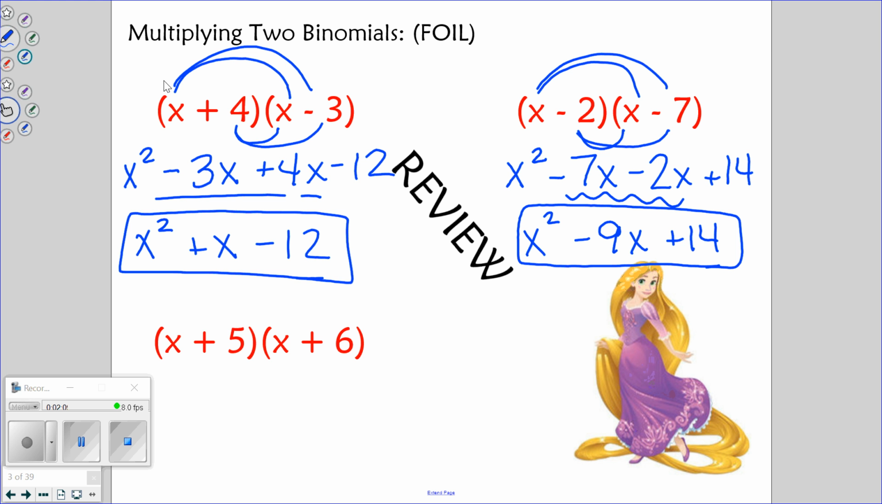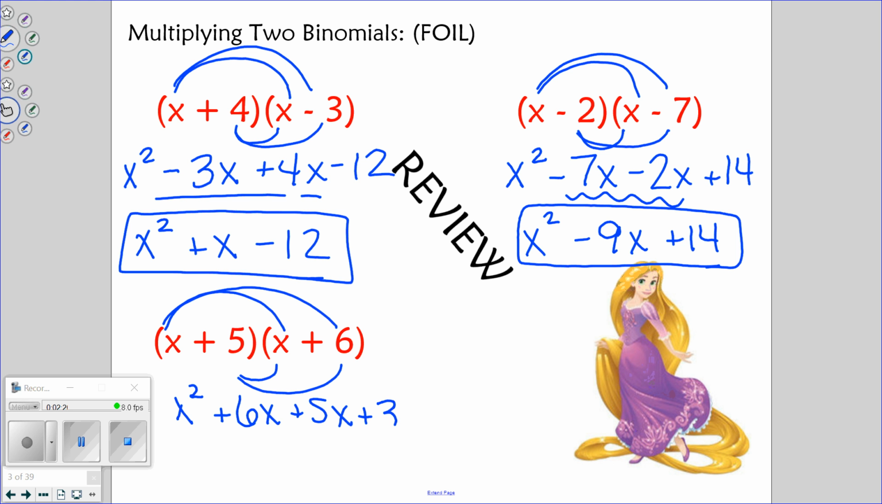All right. And last one up here. Plus 30. Like terms. We know how to do this, right? We all know how to distribute.